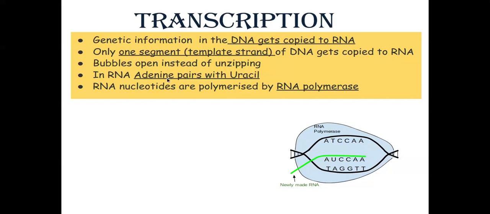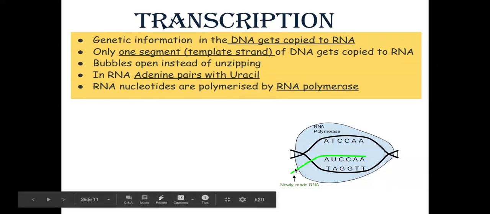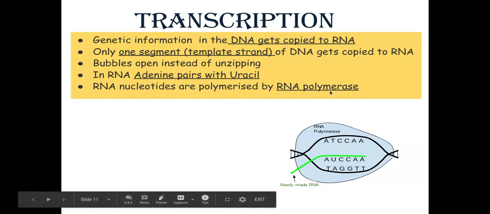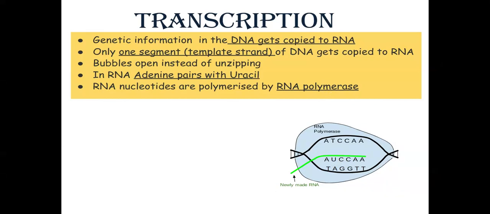Keep in mind that in RNA, adenine pairs with uracil because there is no thymine in RNA. Instead of thymine, we have uracil. So you can see this green RNA molecule here, and wherever there should have been a thymine, there is no thymine, but instead it is replaced by uracil. And the enzyme which is important for transcription is RNA polymerase, whereas for replication it was DNA polymerase.